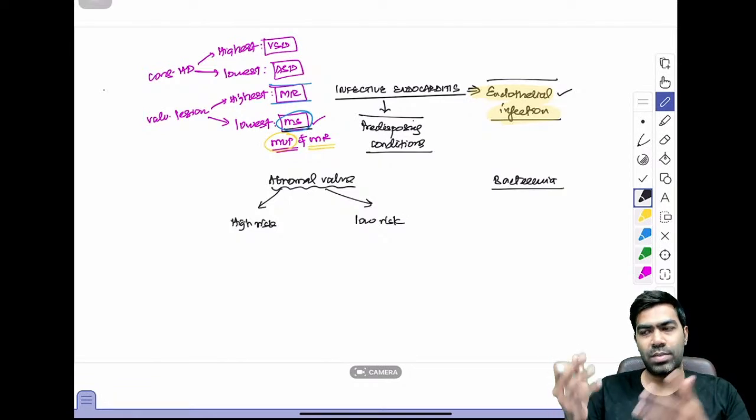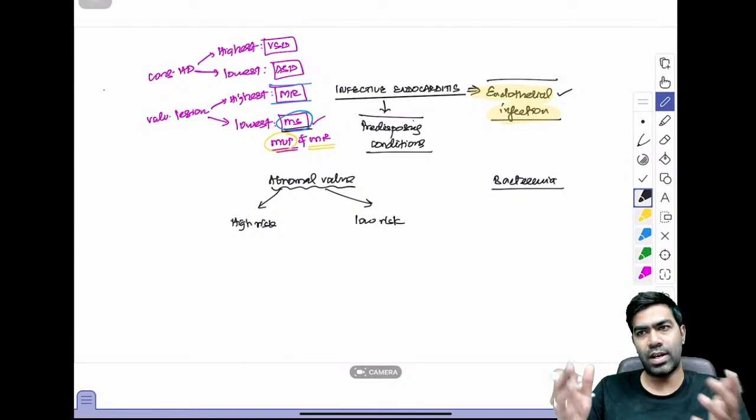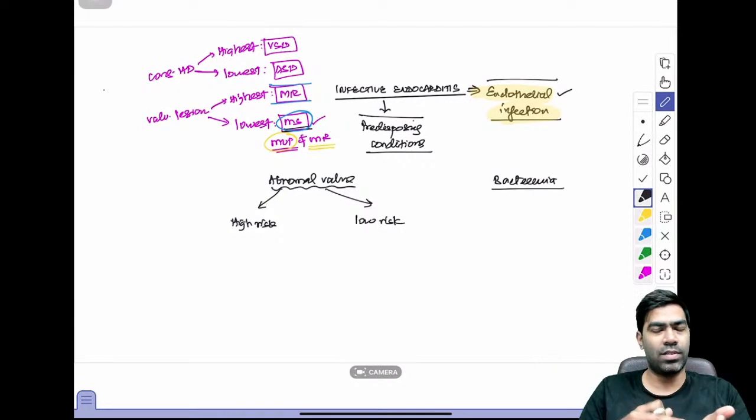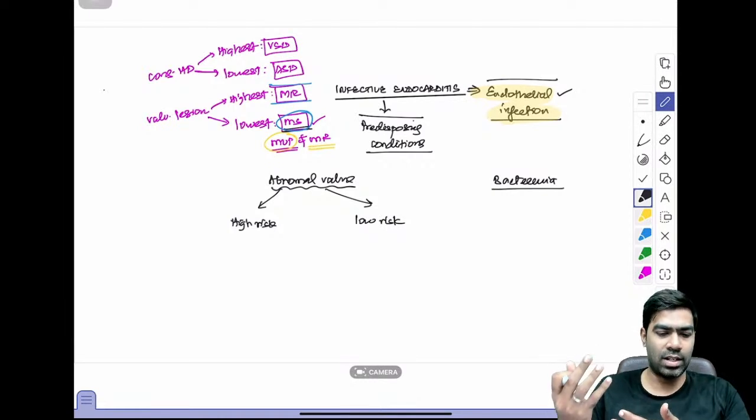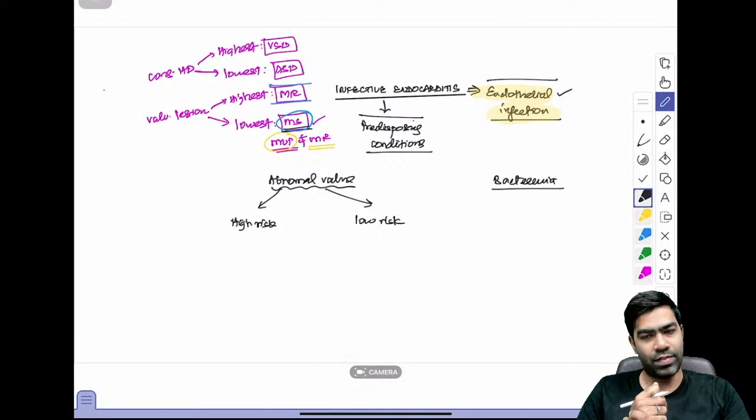Similarly, in VSD, if you see the pressure difference between the left ventricle and the right ventricle during systole, it's obviously very high. So that's why VSD carries a very high risk of developing infective endocarditis. Whereas the pressure difference between the left atrium and the right atrium at any point is quite negligible, so that's why ASD has a low risk of development of infective endocarditis.